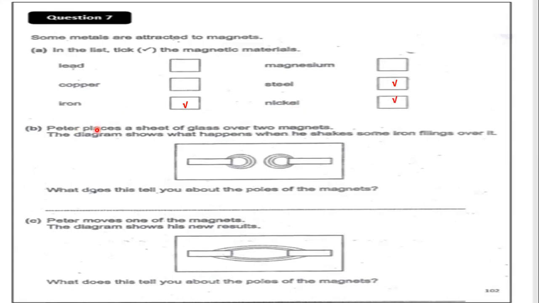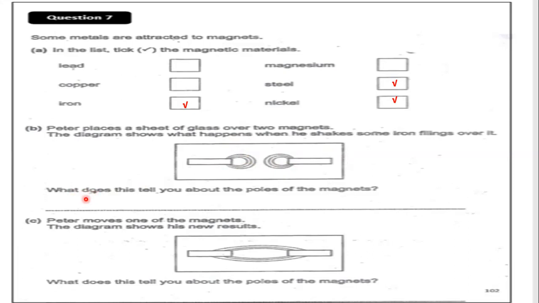Question B says, Peter places a sheet of glass over 2 magnets. So he has 2 magnets and he puts a sheet of glass over them. The diagram shows what happens when he shakes some iron filings over it. So when he adds some iron filings over it, in this case, this is what happened. Some iron filings got attracted to this bar, and some other pile of filings got attracted to the other bar, but both of them did not get attracted to each other.